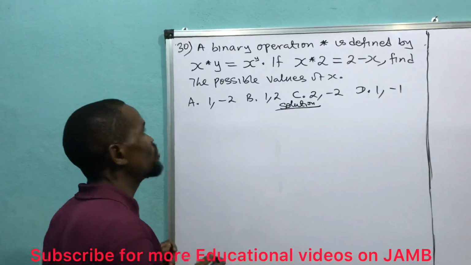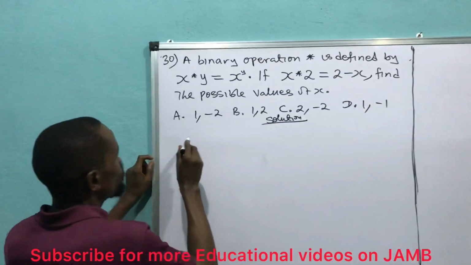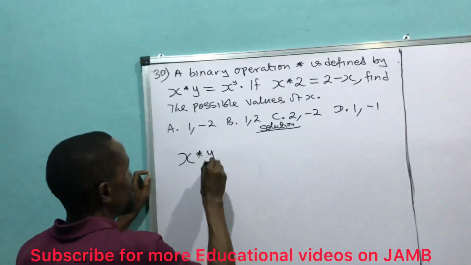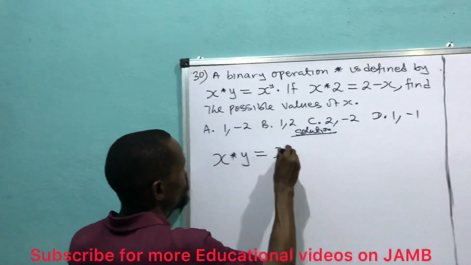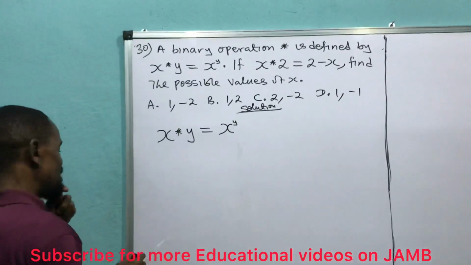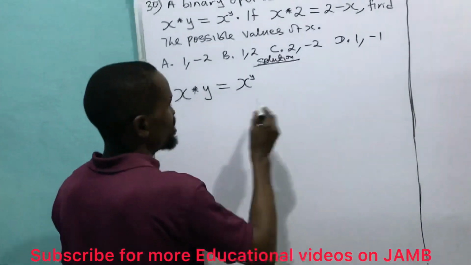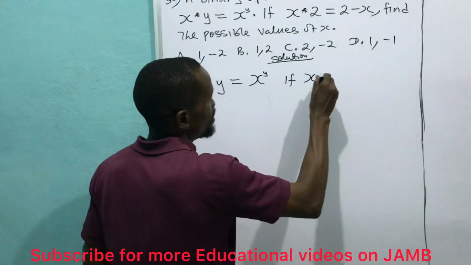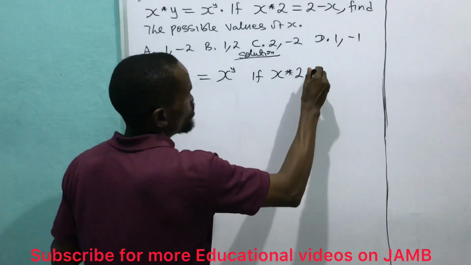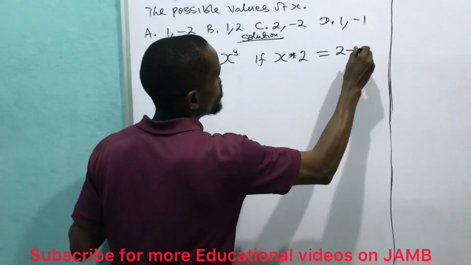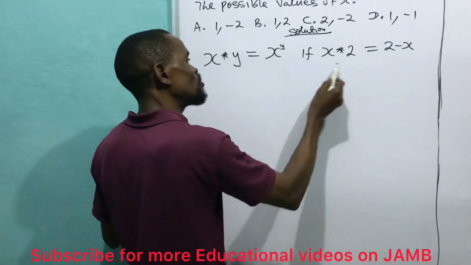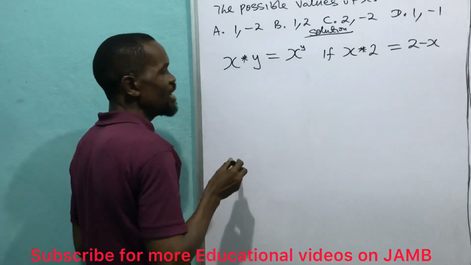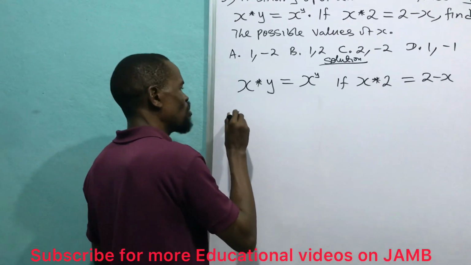In our solution, what they gave me is that x operation y is equal to x raised to power y. Then they said, what's the condition? They said if 2 operation x is equal to 2 minus x. What do they mean? I should substitute this inside this, and when I do that, this becomes x operation 2.